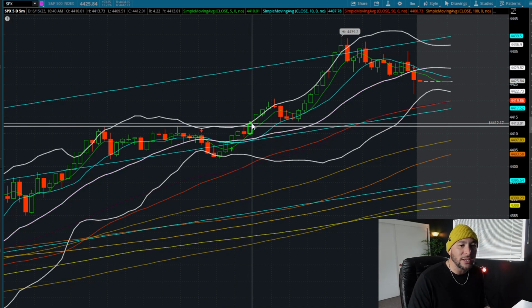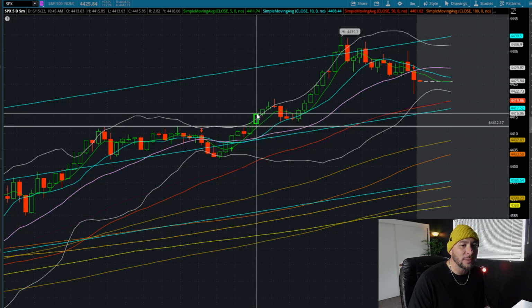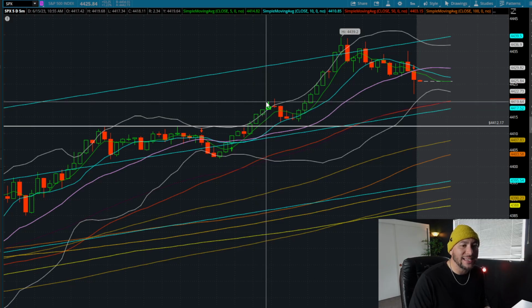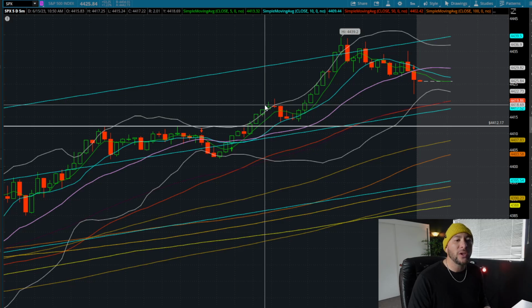We get a close at 44.13. Next candle shoots up to 44.16. Next candle shoots up to 44.17. Next candle shoots up to 44.19. We are talking about a 4, 5, 6 point move on the SPX. Those contracts are going to move significantly.